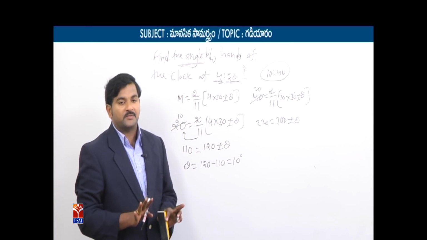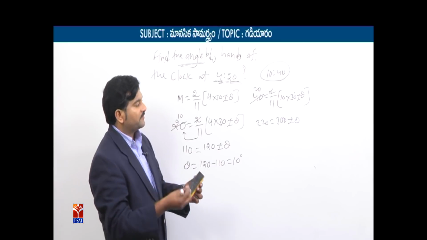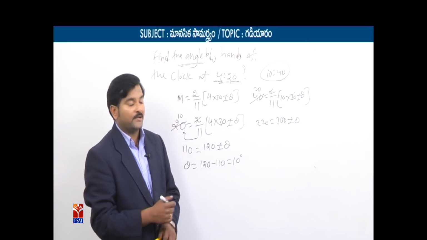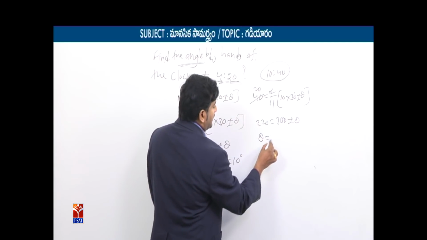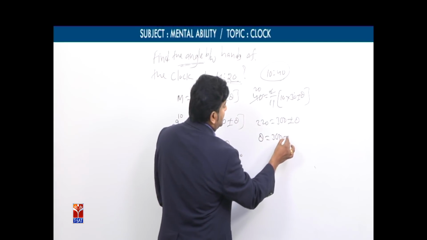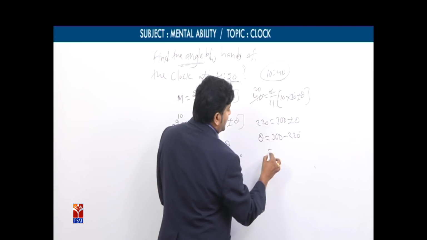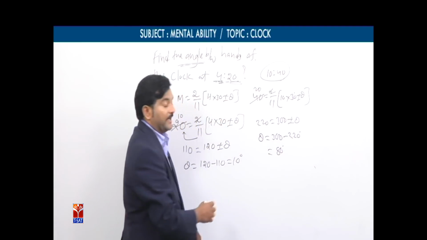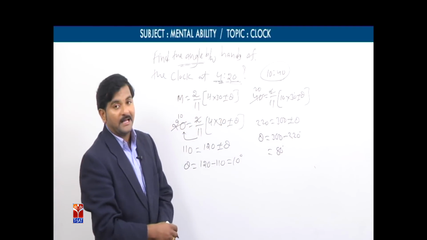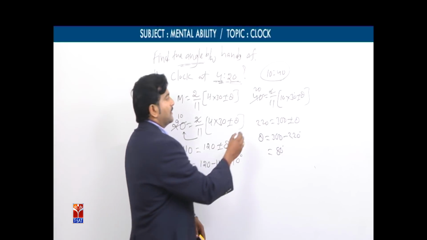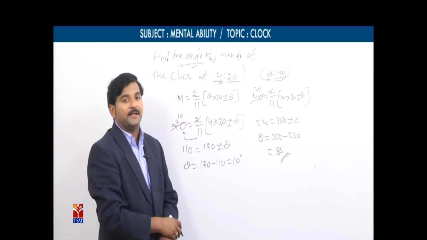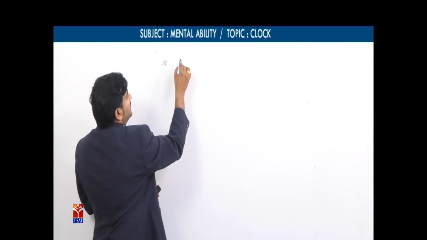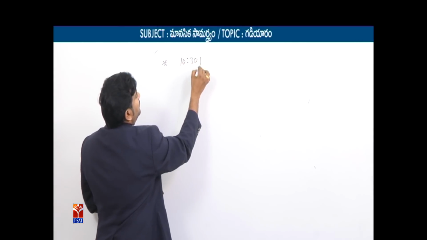Blindly you can subtract the small value from the big value, that will give the angle between the hands of the clock. So what I mean to say, theta is equal to 300 degrees minus 220 degrees. How much can you say? 80 degrees. Therefore the angle between the hands of the clock at exactly 10:40 is simply 80 degrees. Find the mirror image time of the time 10:30 pm.